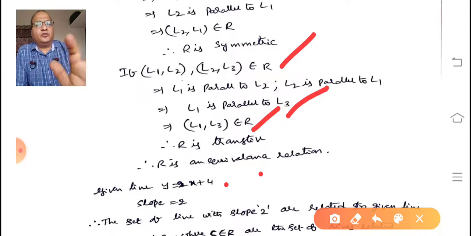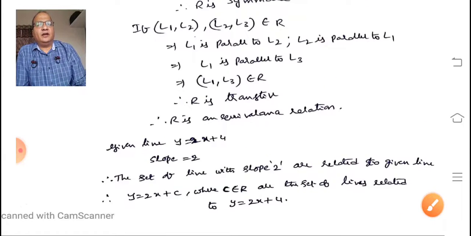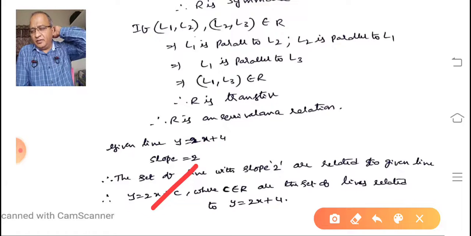Given line y = 2x + 4. It is in the form of y = mx + c. Therefore the slope is 2. So all the lines whose slope is 2 are related with the given line 2x + 4. Therefore we can say y = 2x + c. Because c is a variable constant, we will get different lines. All those lines are related with the line y = 2x + 4.